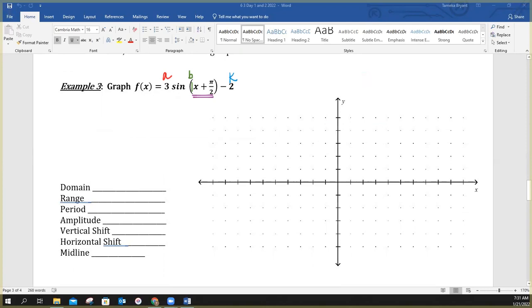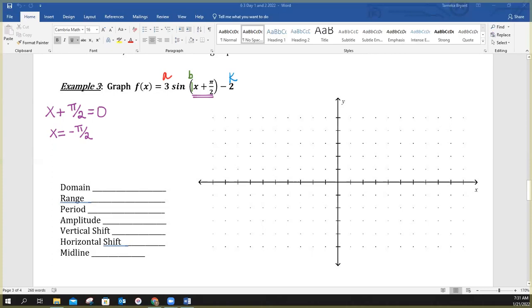So let's figure out where our wave is going to begin, or where does it start? So let's take our parentheses, which is X plus pi over 2, and set that equal to 0. In order to solve that, you would subtract pi over 2. So that means that I'm going to begin my wave at -pi over 2.